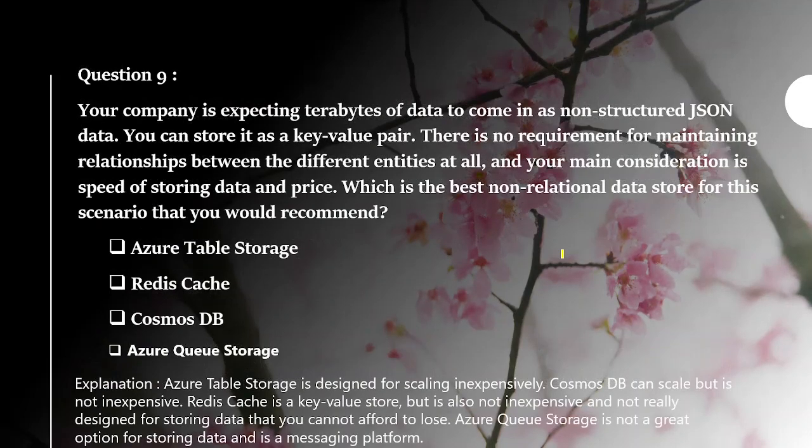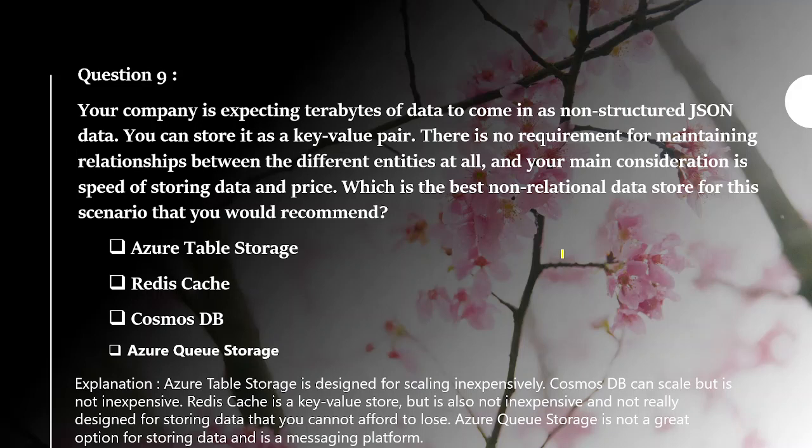Your company is expecting terabytes of data to come in as non-structured JSON data. You can store it as a key value pair. There is no requirement for maintaining relationships between the different entities at all. And your main consideration is speed of storing data and price. Okay. Which is the best non-relational data store for this scenario that you would recommend? The options are Azure Table Storage, Redis Cache, Cosmos DB, Azure Queue Storage.